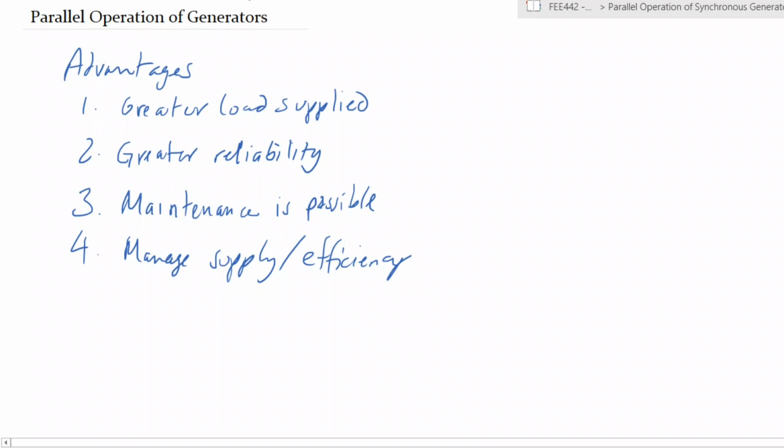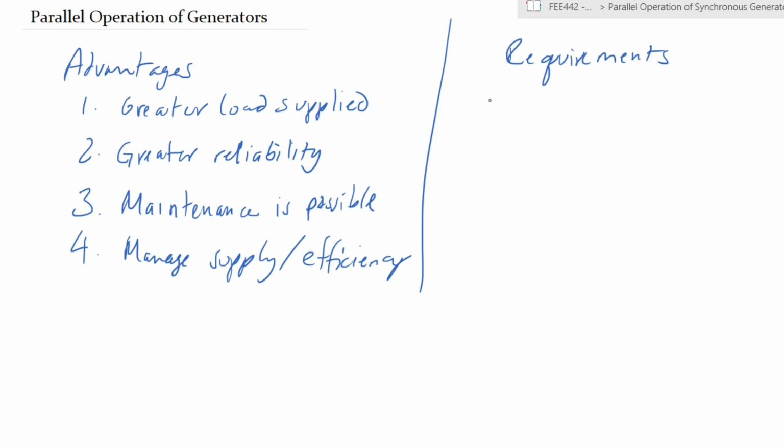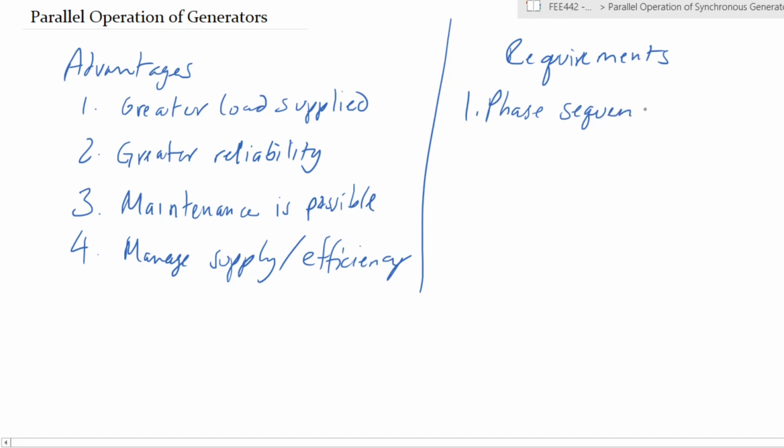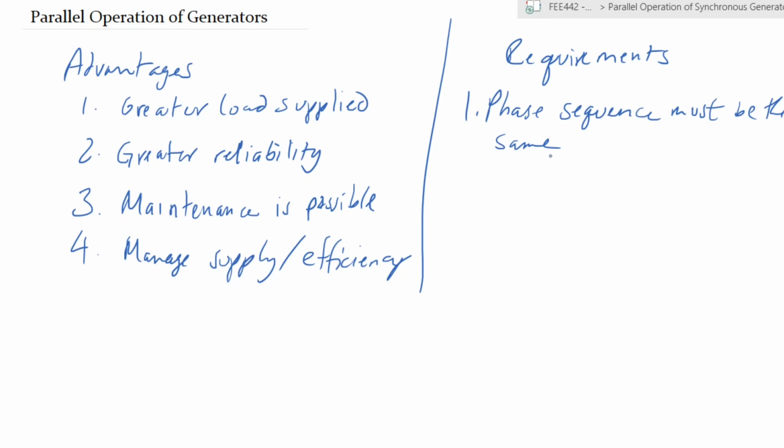So what are the requirements in order to connect generators in parallel? There are a number of requirements in order to have your generators running together, connected to the same load in parallel with each other. Firstly, the phase sequence must be the same. Phase sequence means the order in which the red, yellow, and blue phases reach their peaks must be the same for the system that you're connecting to and for the generator that you wish to connect to that system. They must be running in the same order.